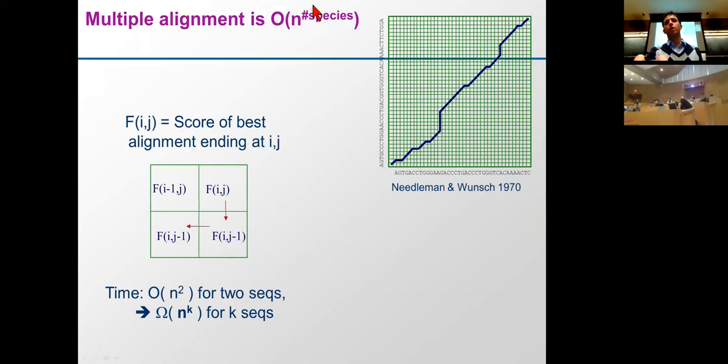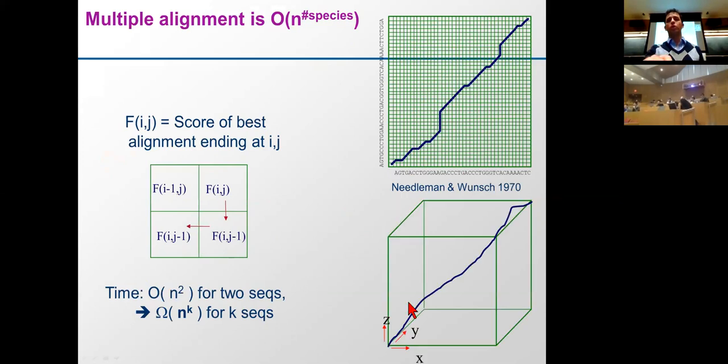For n species, say for three species, this becomes the same, but you're now traversing a cube. You're starting at the beginning of the three sequences and ending at the end of the three sequences. Sometimes you're inserting a gap in one sequence by moving along this way, and another sequence by moving that way, another sequence by moving that way. Or when you have a match in all three, you're moving diagonally towards here. If you have a match in only two but a gap in the third, you're moving diagonally towards there, and so on and so forth. So this generalizes trivially to multiple dimensions by traversing the same dynamic programming.